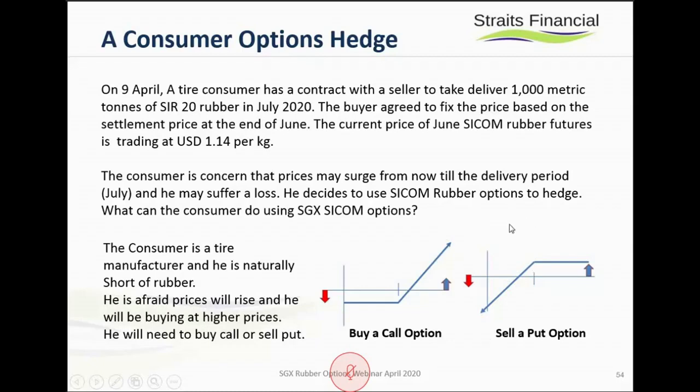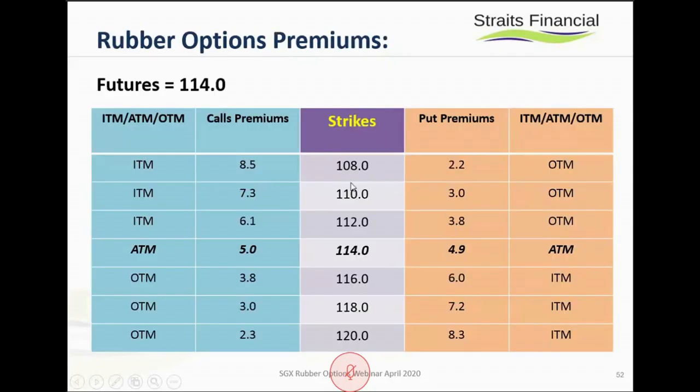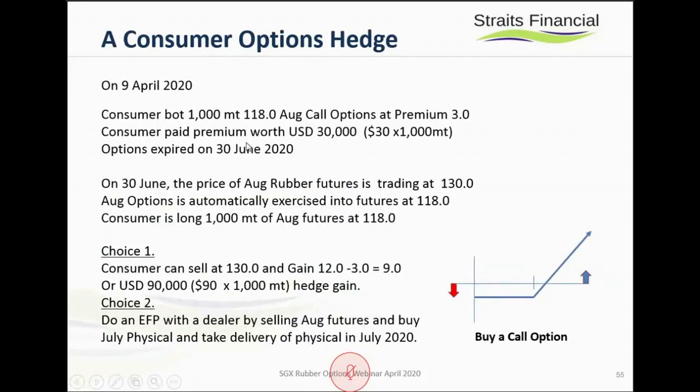An example here is that the consumer can buy a call option at 118. He can go to the call option and say 118, the strike price. The premium is 3.0, assuming he buys the premium at 3.0. How much does he pay? 1,000 metric tons, $30 multiplied by 1,000 tons, he paid $30,000 as an insurance premium, just to protect himself in case the market goes up. And we know that he buys the August contract because he only fixes the price at the end of June, because August expires in June.